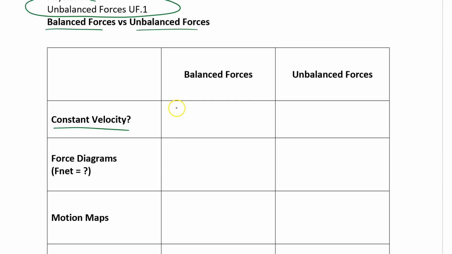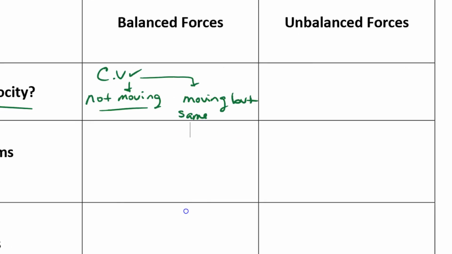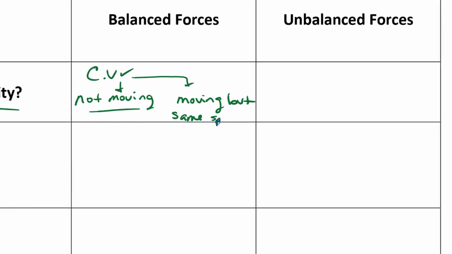Under balanced forces we do have a constant velocity, check. So that could look like not moving, if something's not moving and it stays not moving. Or another way of talking, we could have constant velocity where it's moving but it's going to stay the same. Moving but same speed and direction, maybe we could say here. Same speed plus direction.